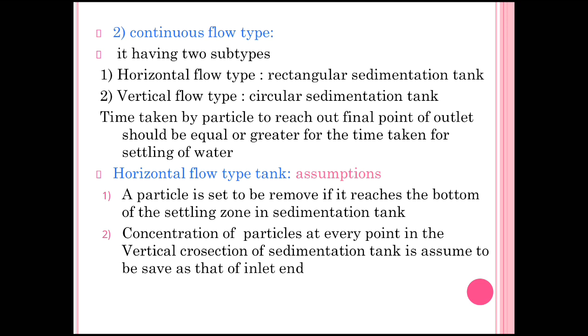Now there are assumptions for the horizontal flow type tank. The first assumption is that a particle is said to be removed if it reaches the bottom of the settling zone in the sedimentation tank. The second is that the concentration of particles at every point in the vertical cross section of the sedimentation tank is assumed to be the same as that at the inlet and end.